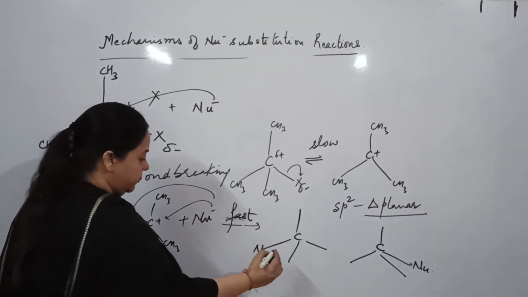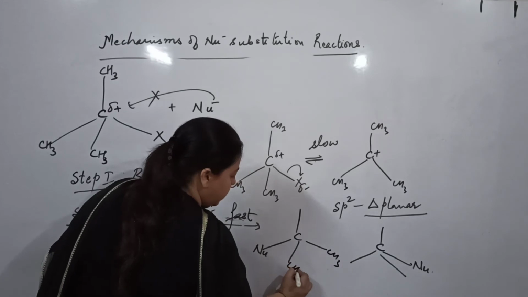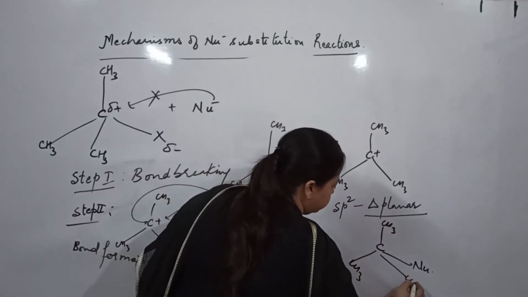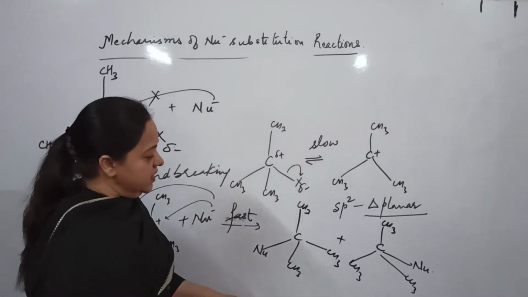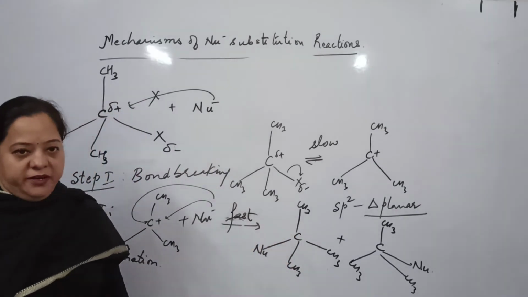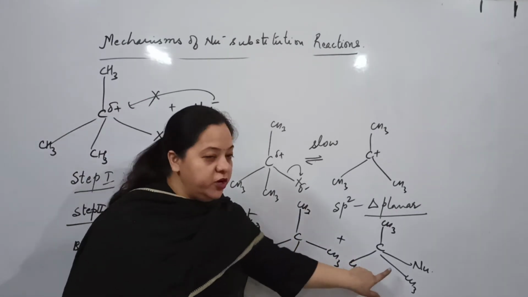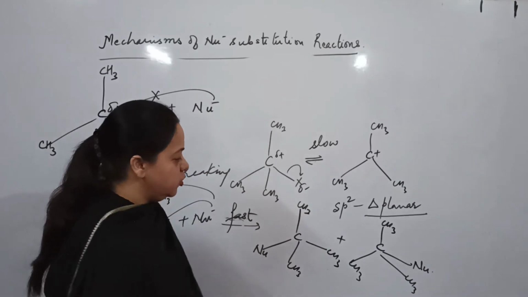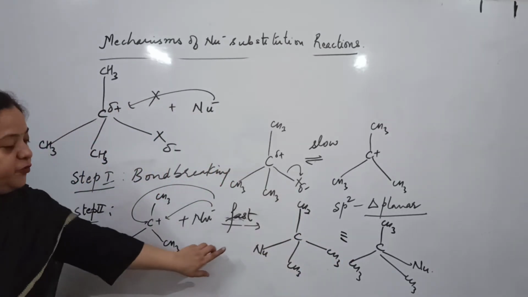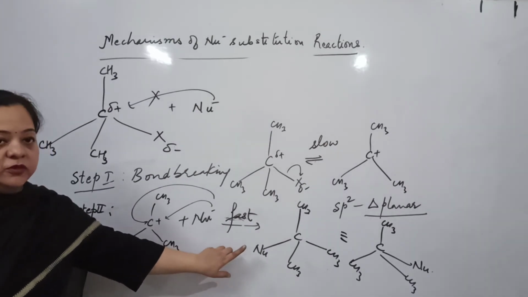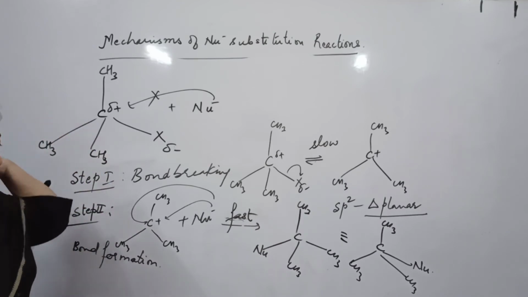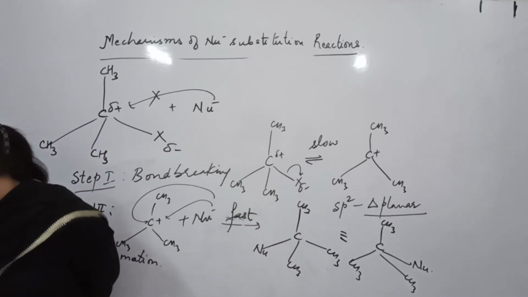So if nucleophile is on this side, then we have 3 groups here and 3 groups here. In this case, the compound is not optically active. So there is no difference in these two. The two are identical. There is no difference. The difference will arise if this compound is optically active. Now let's consider the optically active compound for the same reaction.